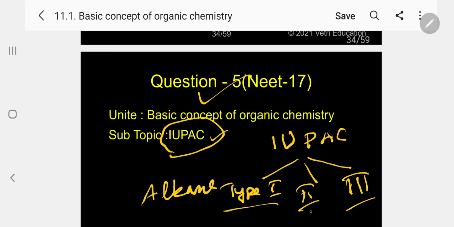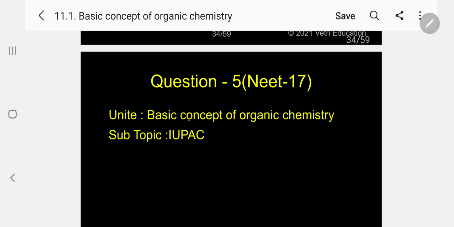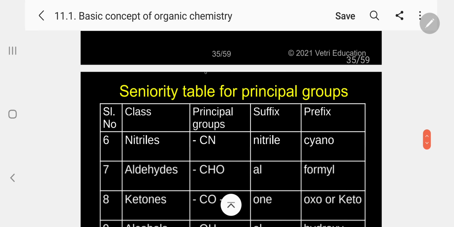Type 2, one functional group present. Type 3, more than one functional group. So this is type 2. For type 3, kindly follow. There are separate rules for type 1, type 2 and type 3, and we have to study them. So apply that rule, then we give the name. We will not make any mistake.